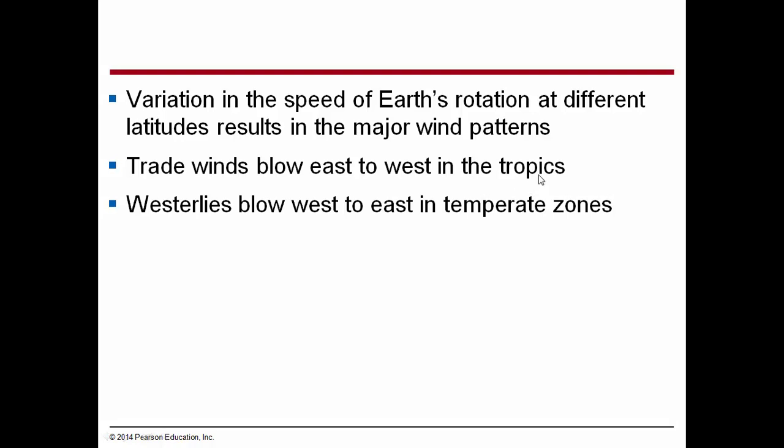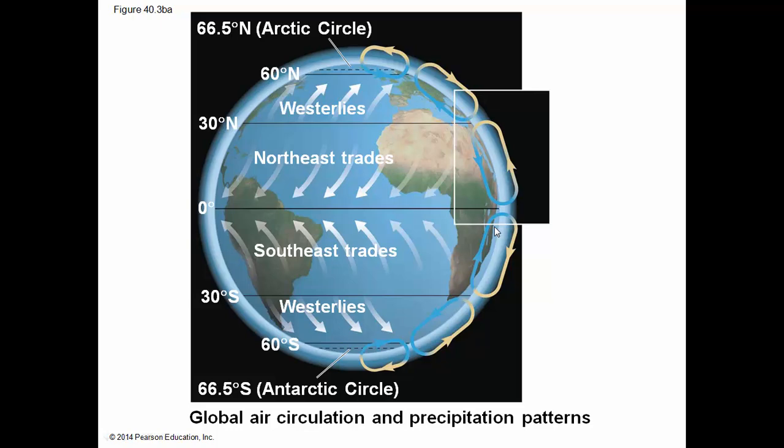Okay, variation in the speed of Earth's rotation at different latitudes results in major wind patterns. Trade winds blow east to west in the tropics, and the westerlies blow west to east in the temperate zones. Okay, so here are the Hadley cells here, and this is called the Ferrel cell, and this is another cell in the Arctic.